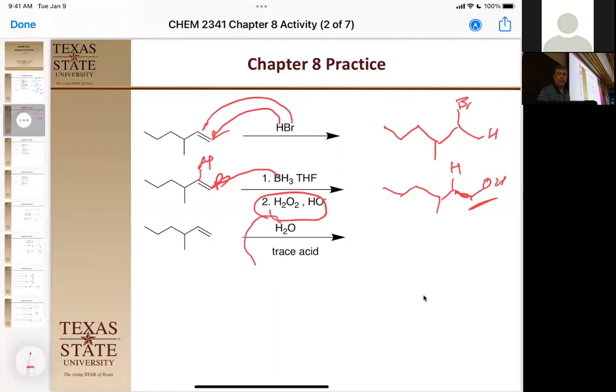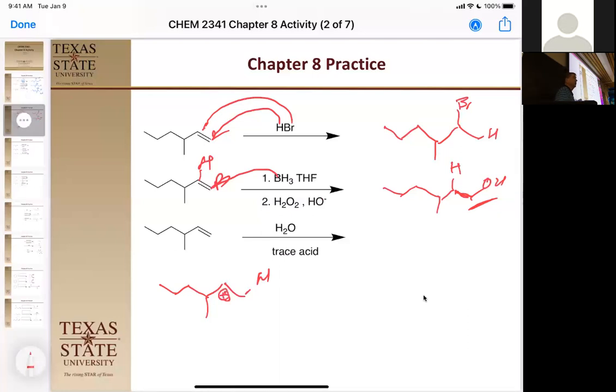Okay. Oh, now let's have this. Water and trace acid. It can also be H2SO4 or something like that. So what's going to happen here? Well, let's see. Something's going to happen. We're going to add a proton to this. So the first thing we're going to do is add a proton to this, and we get a carbocation right here.